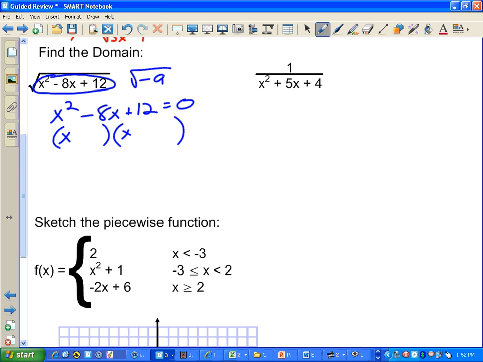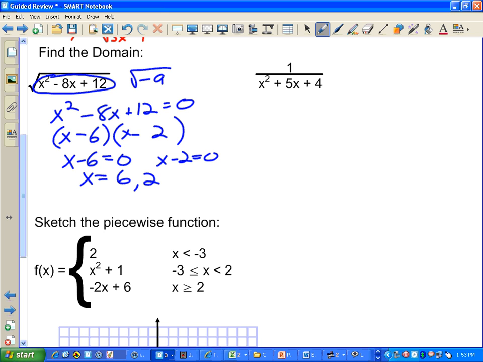I need numbers that multiply to be 12. Since they're multiplying to be a positive, they're either both positive or both negative. So 12 is 6 and 2. They have to add up to be negative 8, so they must both be negative. That means x minus 6 is 0 or x minus 2 is 0. So x is either 6 or 2.